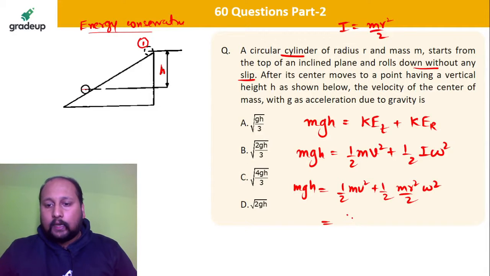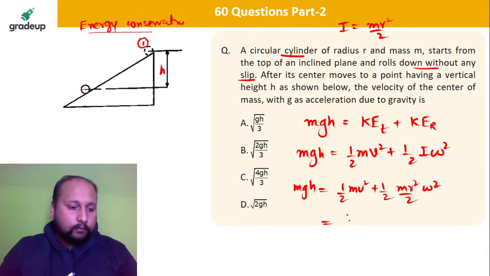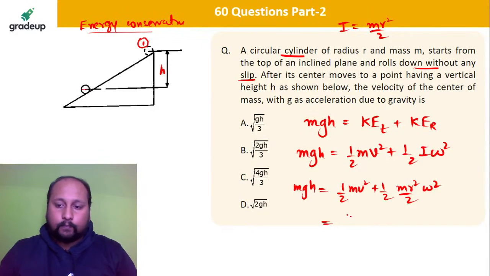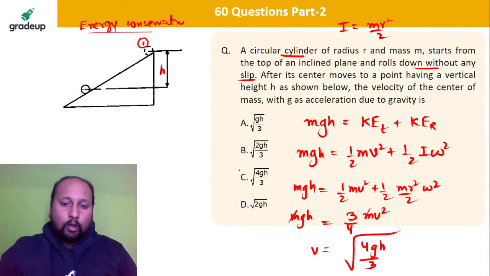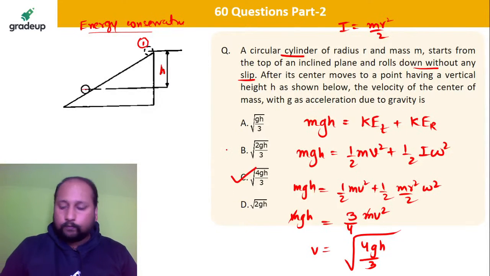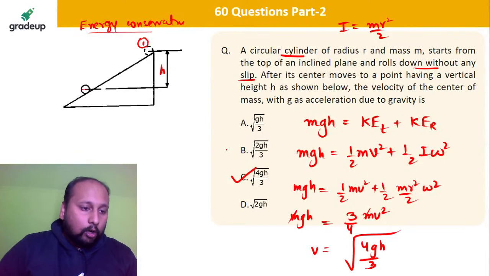4 by 8, so 2 by 3. Yes, anyone? 3 by 4, 3 by 4, mv square is equal to mgh, m and m get cancelled out. So I can say v is equal to square root of 4gh by 3. Option C.